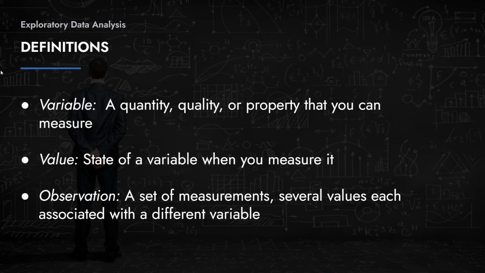And an observation is a set of measurements, several values each associated with a different variable. So for example, a person might have hair color, height, and eye color. So the data set might consist of these 3 variables, right? And each of these variables have different values, but a single person will only have one value for each of these variables. So a single person might have red hair, brown eyes, and might be 6 feet tall, right? So this combination of measurements of values across all these 3 different variables for this one person is an observation.